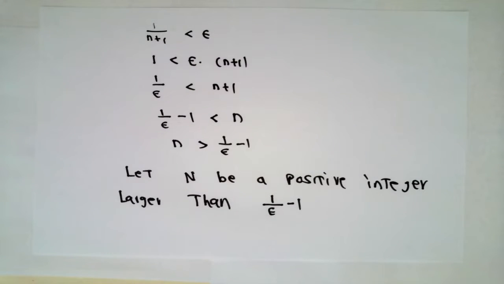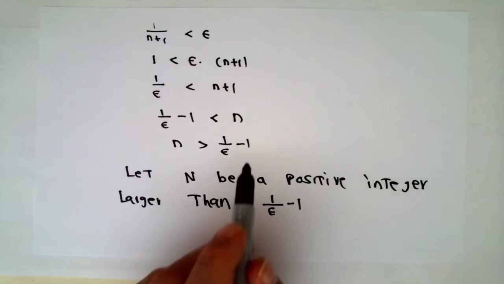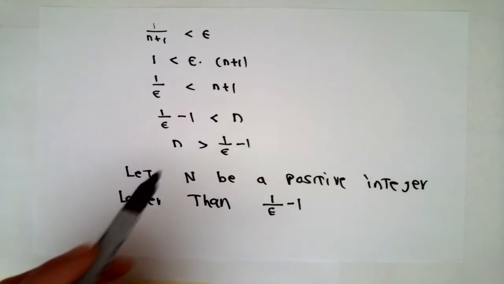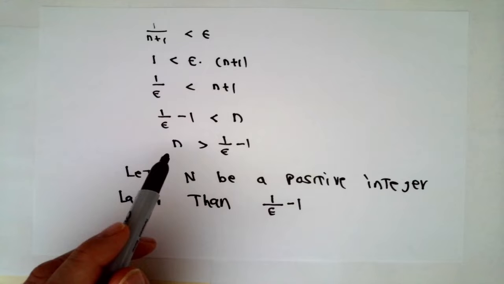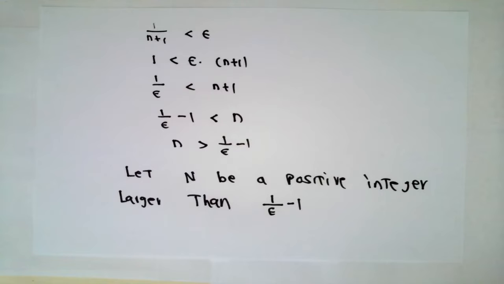Epsilon is just a positive number. It doesn't have to be a whole number. But if you give me a positive number, epsilon, big, small, whole number, not whole number, then 1 over epsilon will be a positive number. Subtract 1 from that. If my index on the individual sequence terms is bigger than this number, then things will work out the way I want them to work out. So the capital N will be a positive integer that's bigger than 1 over epsilon minus 1.